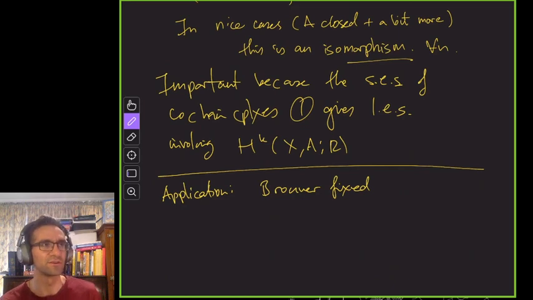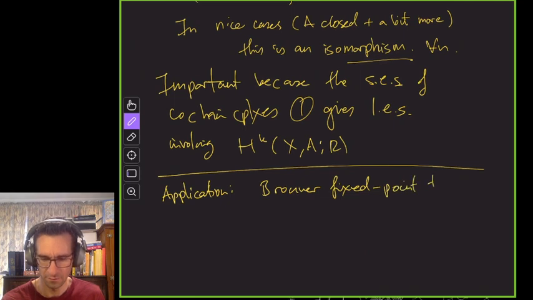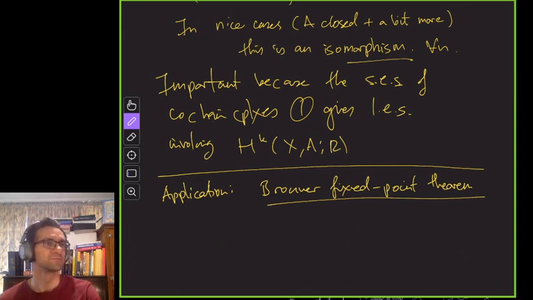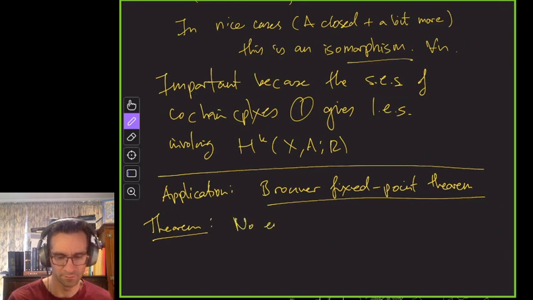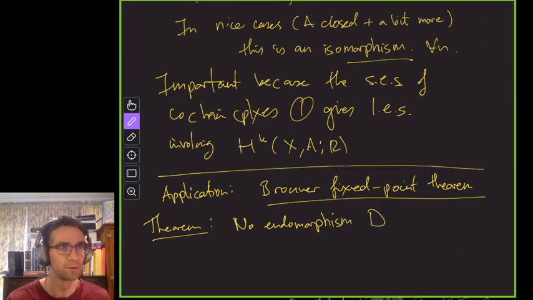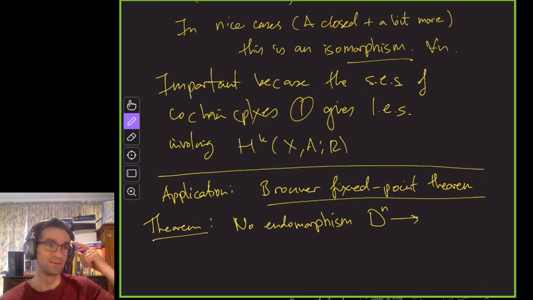Does someone look up if invariance of domain was proved by Brouwer first? Here we go. Okay, so here's the theorem.